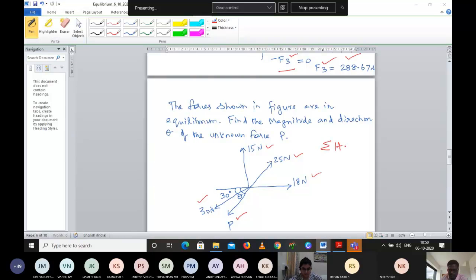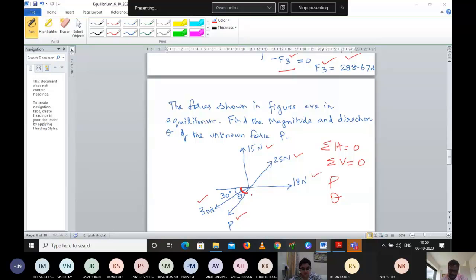Summation of horizontal force equal to 0. Summation of vertical force equal to 0. That's all. You can find the values of P, and then you can find the value of theta. Listen carefully. The theta is the entire thing.